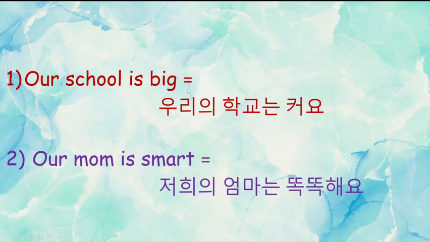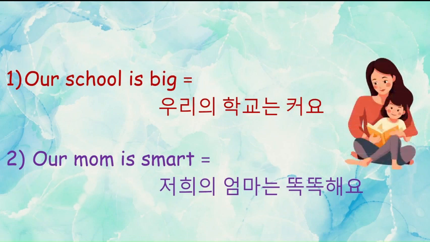Now let's see some examples to understand this more clearly. Our school is big. 우리의 학교는 커요. Here you can notice I have translated our as 우리의. I have attached the possessive particle 의 to 우리 and it translates to our. Next example is our mom is smart. 저희의 엄마는 똑똑해요. Here, I have translated our as 저희의 by attaching 의 to the Korean pronoun 저희. So this is how you use our in Korean sentences.